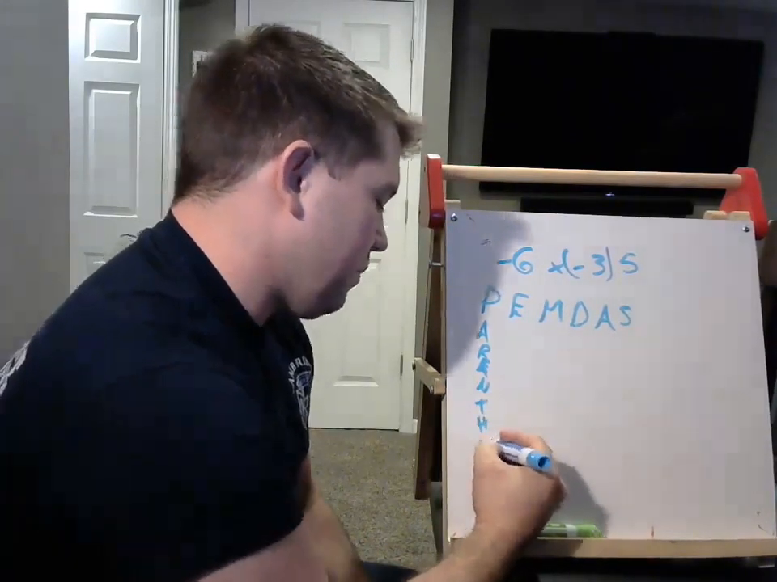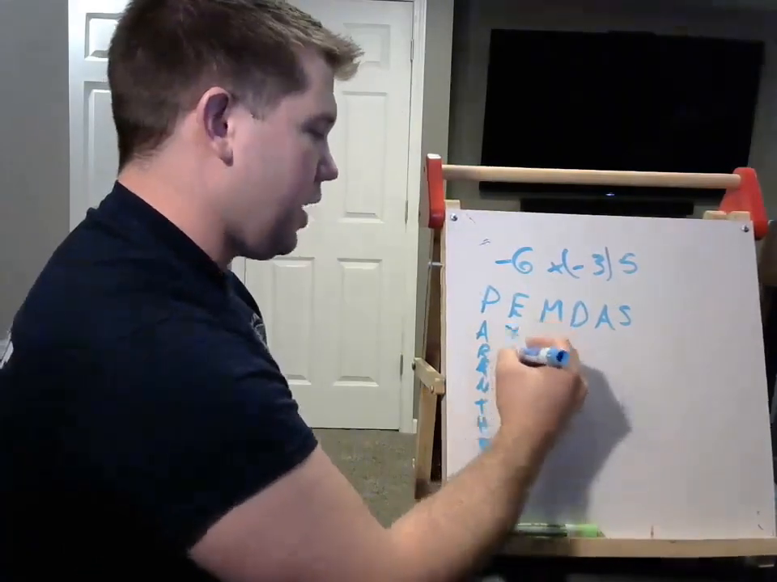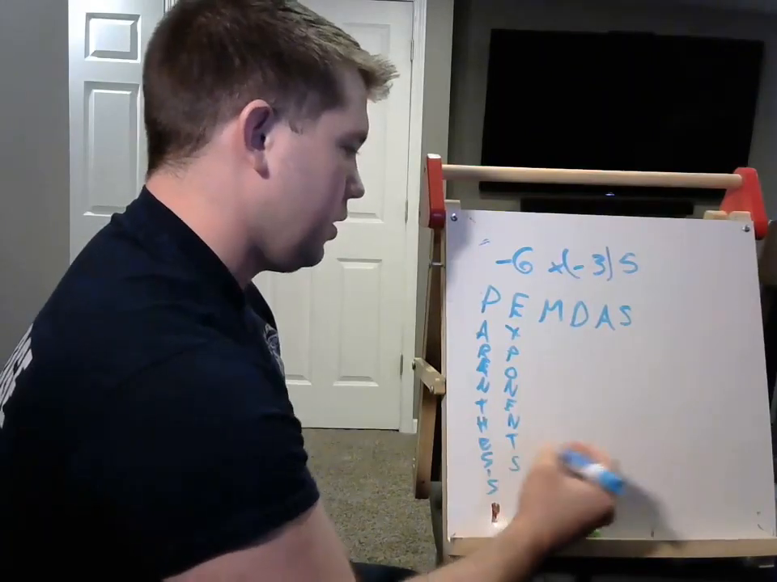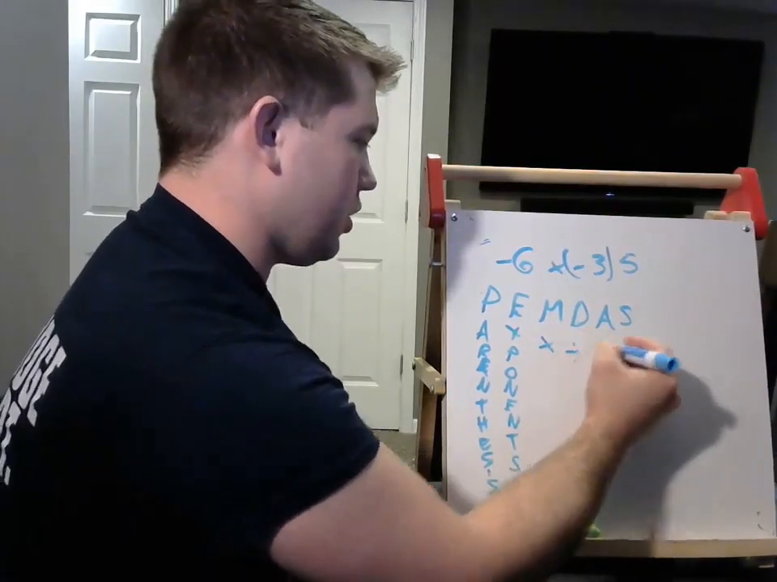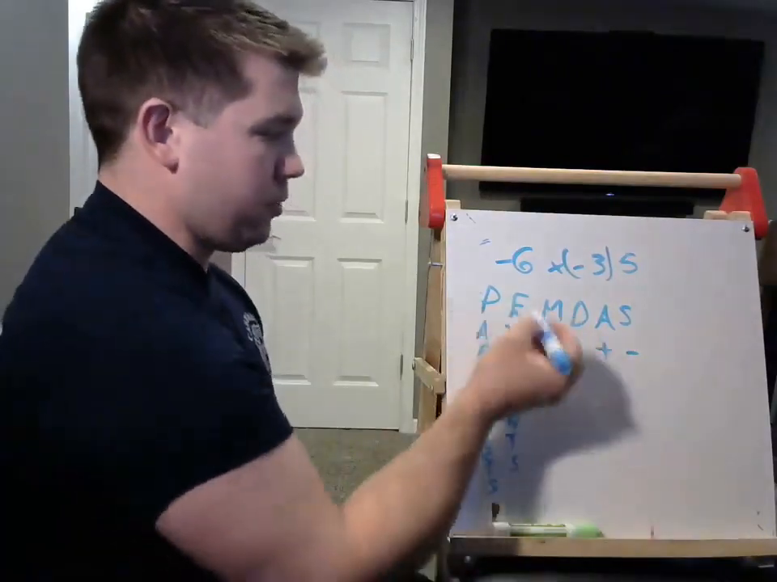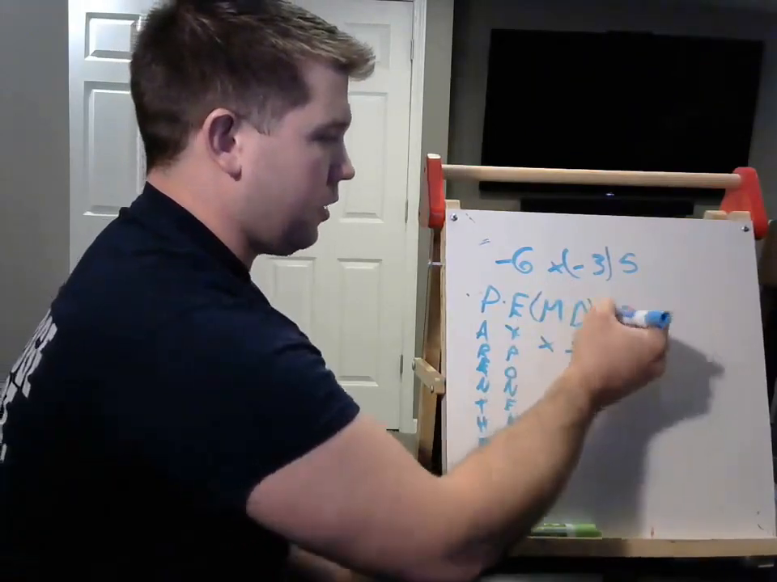Parentheses. I always remember that. I didn't become a math teacher for my spelling. Parentheses. Okay, then we do exponents. Okay. This is multiplication and division, addition and subtraction. Okay, so this is the order of operations. So we do this one first, this second, and then we do these third and this fourth.